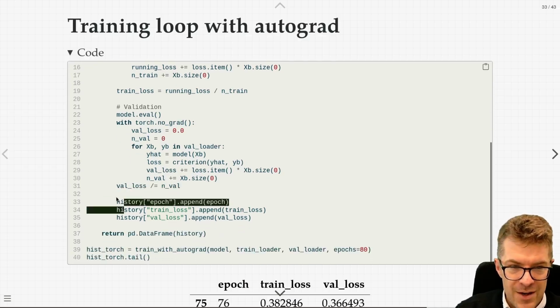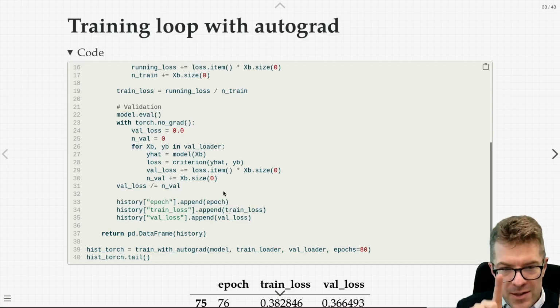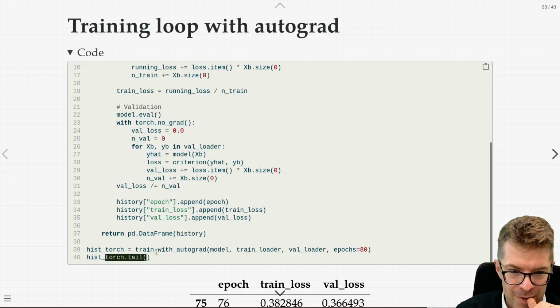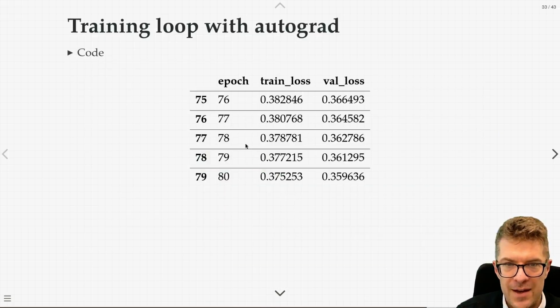And down here is where I store the epoch and then the train loss and the validation loss over time. And then I'm going to store all of this, my history, in a nice data frame, which I can then look at in a few moments. Again, I care about the end of the training process, so I'll peek at the end using tail. Here it is. So I go through 80 epochs.